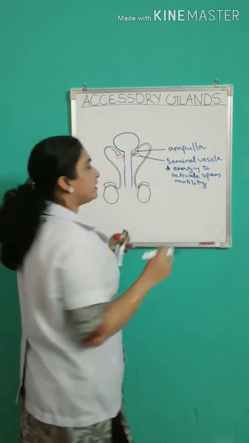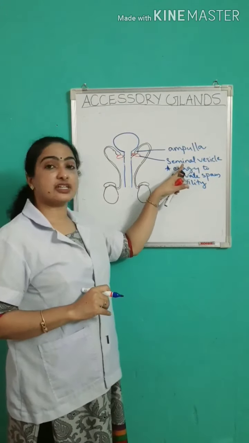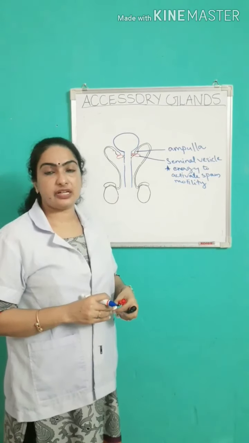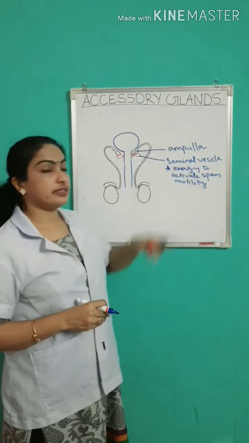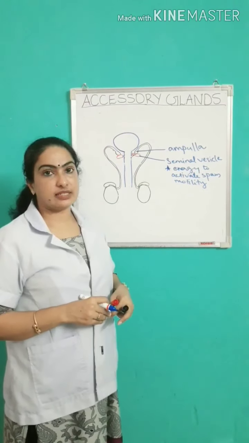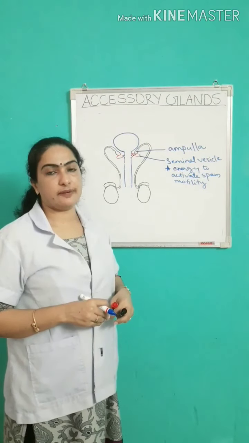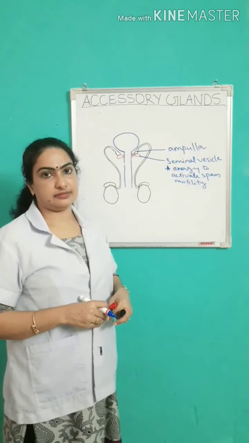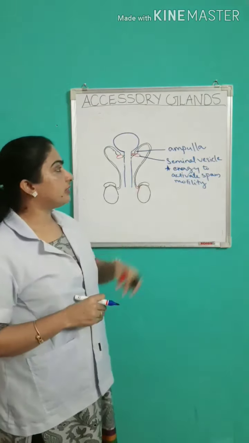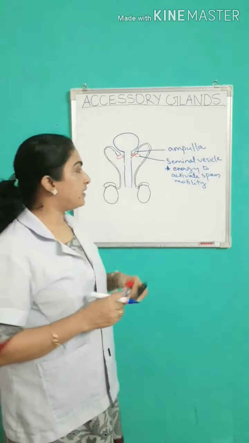Actually, this alkaline secretion consists of fructose, protein, vitamin C, etc. The fructose present in the alkaline secretion of the seminal vesicle provides energy to the sperm to activate sperm motility. Okay, so that is the function of the seminal vesicle.